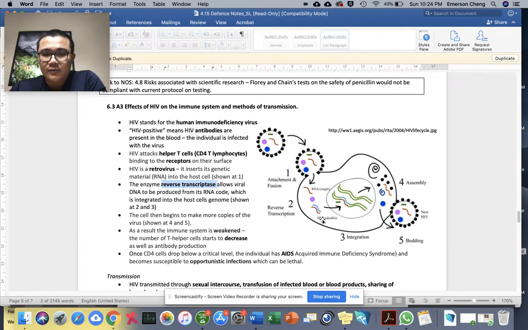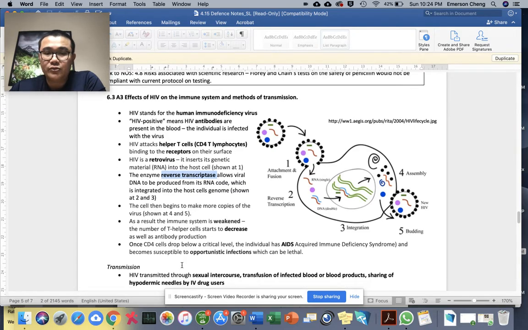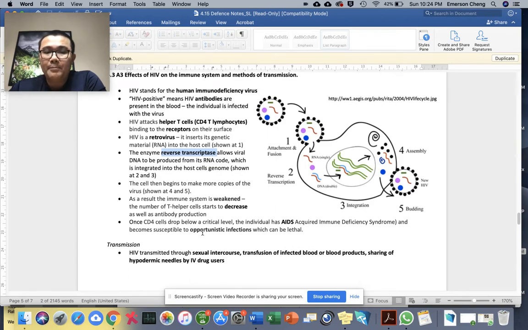Now these things are incorporated into the host genome. The cell can make more copies of the virus, and keeps doing that. As a result, the immune system is weakened. The number of helper T cells starts to decrease, as well as antibody production. Once the CD4 cell count drops below a critical value, the individual has AIDS and becomes susceptible to opportunistic infections, which can be lethal. So basically, something very simple, such as a cold or flu, could kill you.